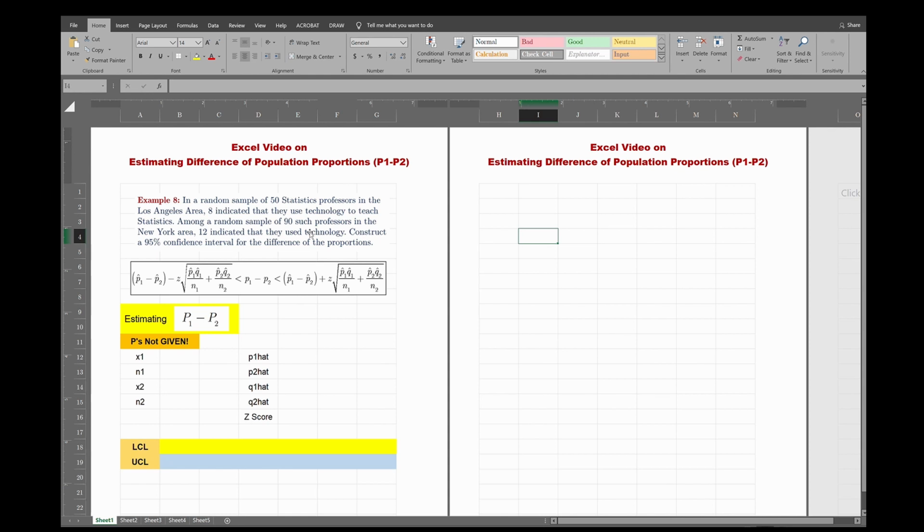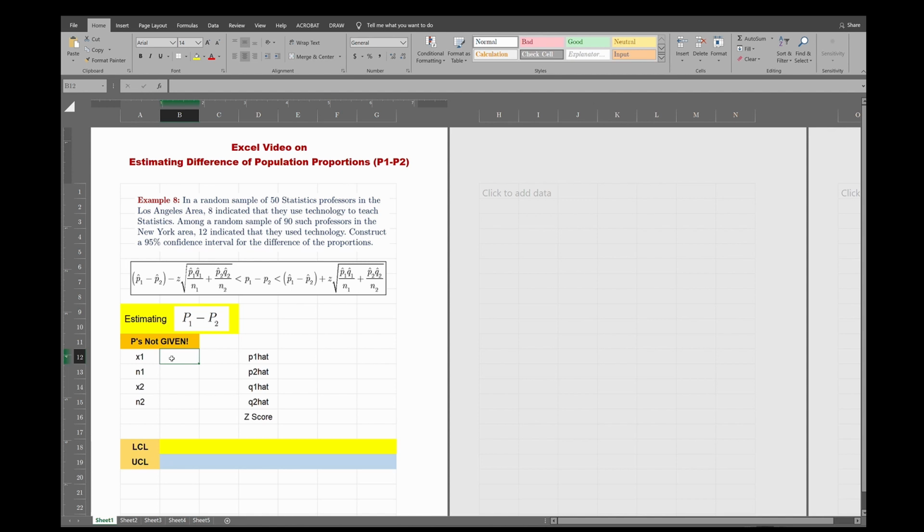All right, so here we're given in the exercise in a random sample of 50 stats professors in LA. So that's the first sample. 8 of them indicated they use technology, so 8 out of 50. So x1 is 8, n1 is 50. So in LA, 8 out of 50 teach stats using technology, and in the New York area, 12 out of 90 use technology to teach stats, so 12 out of 90 for the second group.